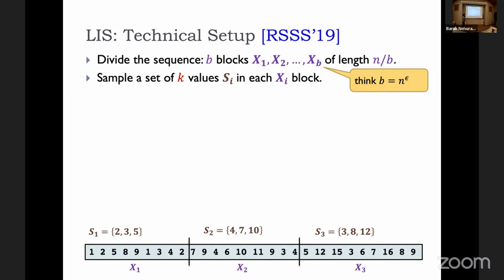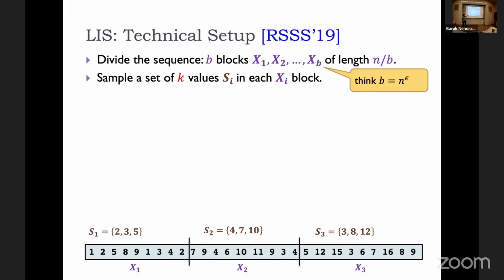Okay, so what we do is the following: for each block, we sample a bunch of values. So this is random positions. For each block, we sample k values, about k values, which means that in each block, you're likely to hit a few elements from the real LIS.